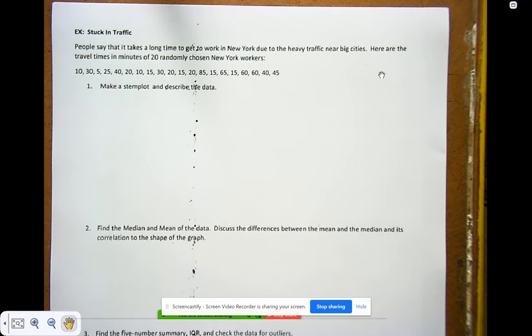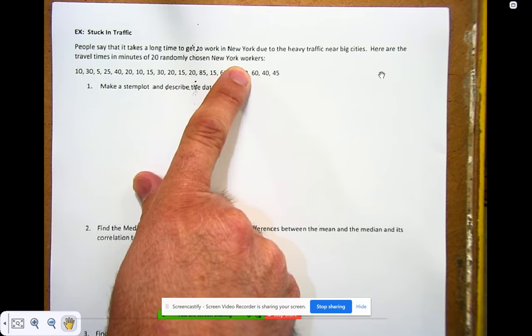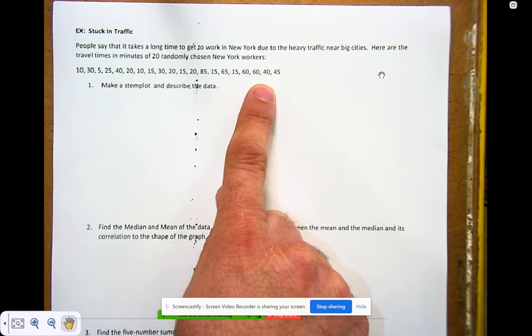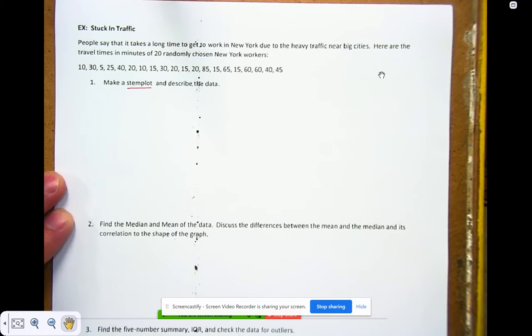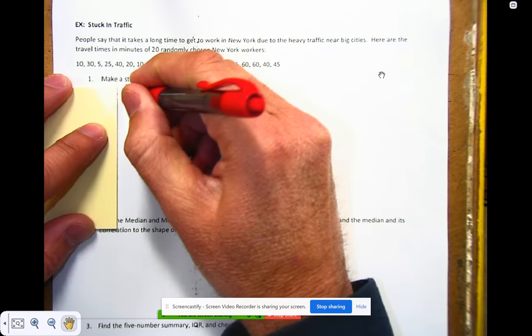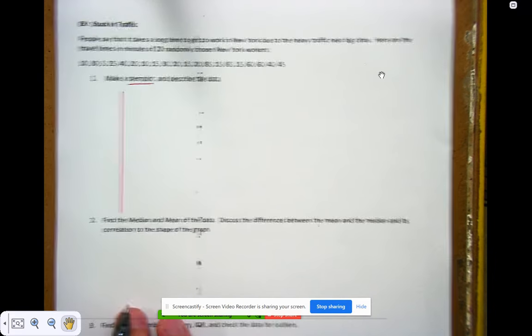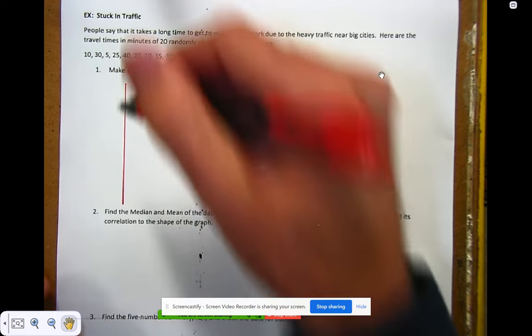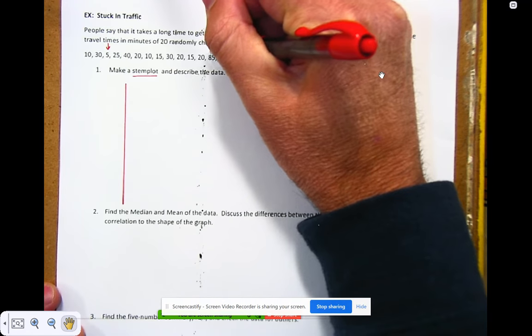Okay, so this is a list of 20 randomly chosen New York workers, and these are their commute times. I wanted to do a Stemplot because some people were still confused on how to do a Stemplot graph. So all you do, let's just draw a line down here. A Stemplot is pretty easy. You just want to find your smallest number in the list, which would be 5, and then your biggest number, which would be 85.